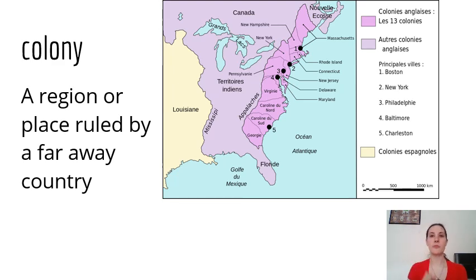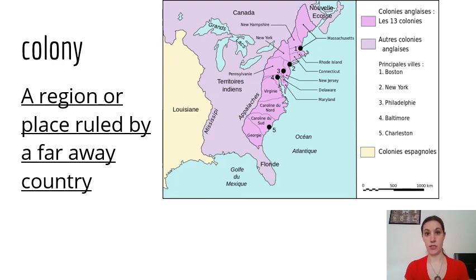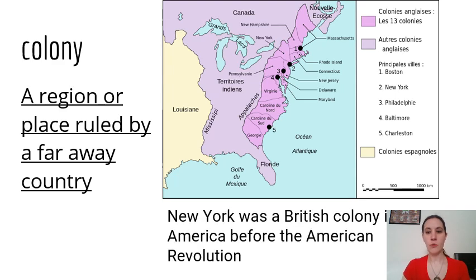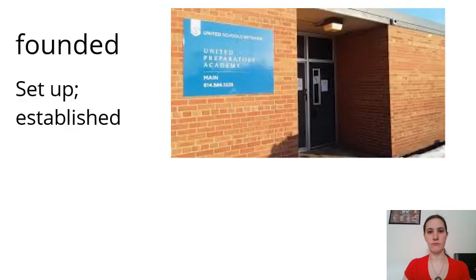The very first word you need to know is colony. A colony is a region or place ruled by a faraway country. New York was a British colony in America before the American Revolution.